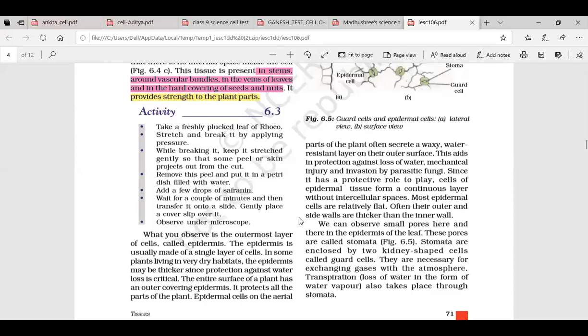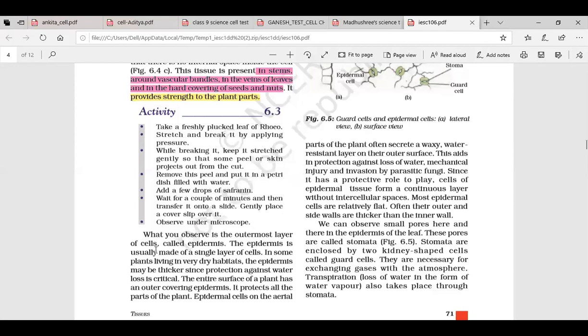Every part of the plant is covered with one layer. The green layer you can see on every plant, even on a stem when it is young. That means a small plant, small seedlings or plantlets, or even bushes. We are able to see that stems are green in color. That layer is called the epidermis. The outermost layer of cells that you observe is called the epidermis.